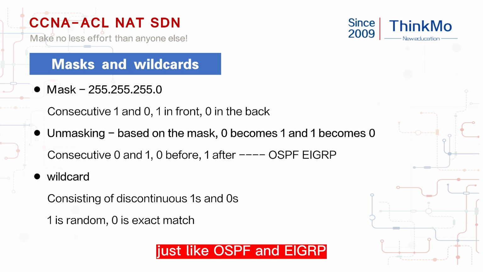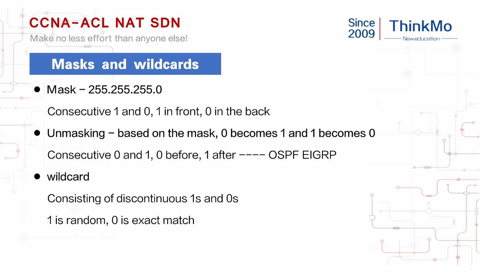So where will we use the anti-mask? Just like OSPF and EIGRP, all use anti-masks. We're talking about wildcards today. Wildcards are the only place we will touch this concept, in ACLs, in the NA phase. We call it the jump mask. Pay attention to my words. It is composed of discontinuous 1s and 0s. And for us, 1 is random and 0 is an exact match.